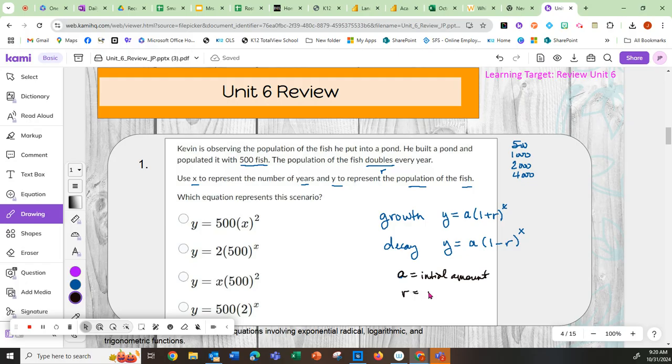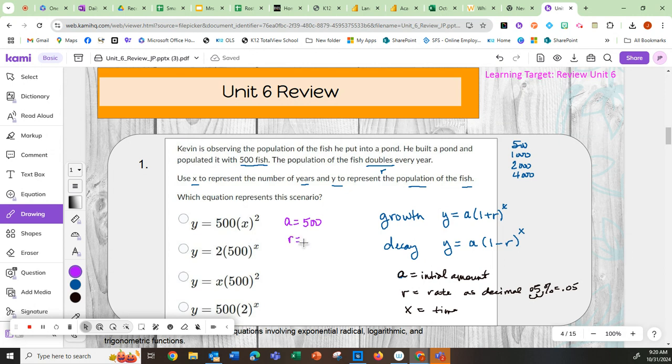R is going to be your rate as a decimal. This is important. This is something that we forget about a lot. So for example, if they tell you that your rate is 5%, you have to remember to move the decimal 2 places and use 0.05 in your formula. You can't use 5%, okay? So make sure you move your decimal 2 places to the left. And X is time. So in this problem, A is going to be the initial amount, which is 500.